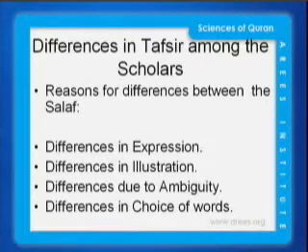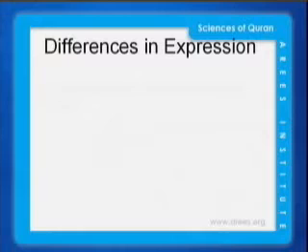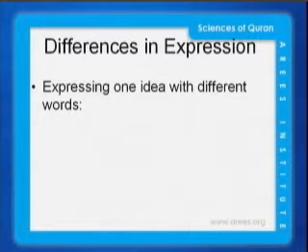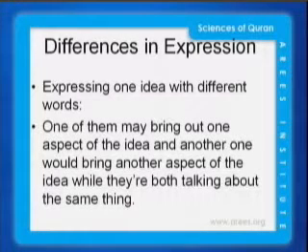The first one, differences in expression. How does this happen? Expressing one idea with different words. It's the same idea, but you express it in different words. One of the scholars may mention one aspect of the idea, and another scholar may bring another aspect of the same idea. Two different aspects of the same idea. Does that change the idea itself? It does not, because they are talking about the same idea but with different aspects.